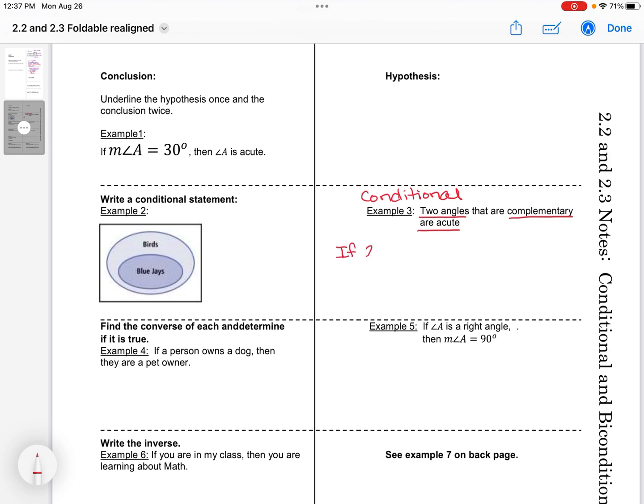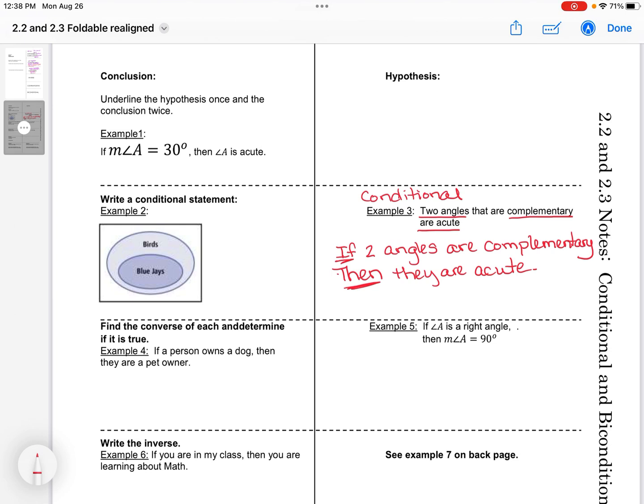If two angles are complementary, then they are acute. So there's our if-then that goes with our conditional statement. A lot of times you're going to see a conditional statement, but it's not going to look like one. And so we're going to change it so that it looks like one.